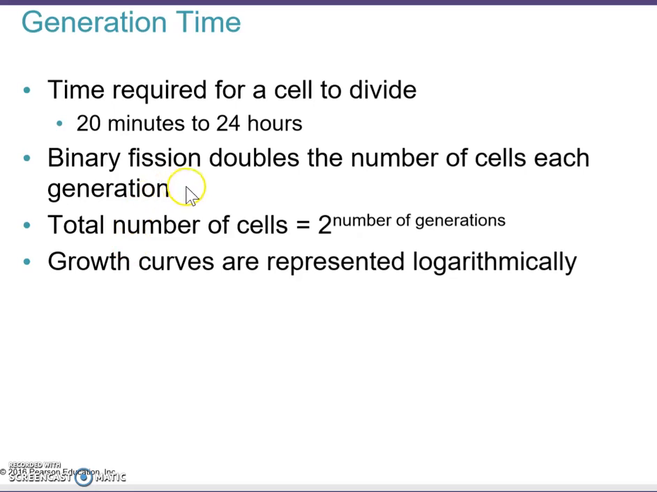So binary fission, the mechanism that bacterial cells use to divide, doubles the number of cells with each new generation. So that means we have a logarithmic growth curve. And if you wanted to calculate the number of cells, then you would have to know how long each generation time is, and then take 2 as your base, and then the exponent will be the number of generations, so 2 to the number of generations, whatever that number is.